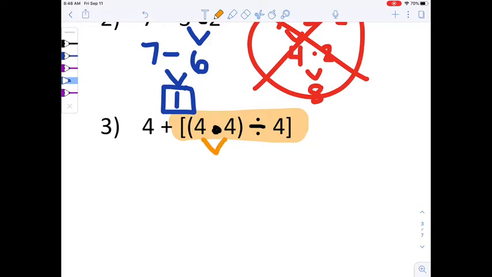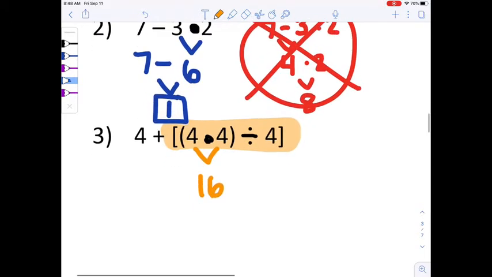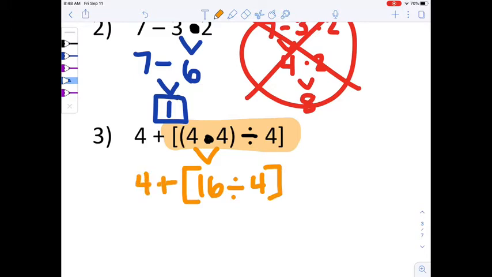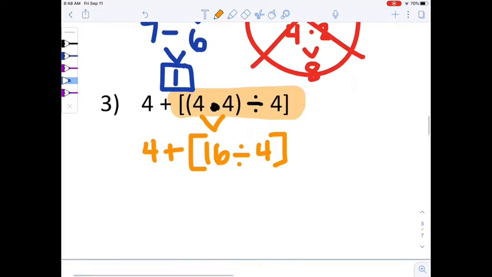So I'm going to start with this 4 times 4. 4 times 4 is 16, and then we still have in brackets 16 divided by 4, and the 4 plus on the outside. And I rewrite that by line because it helps me to keep track of what I still have to do. If you don't write everything in, sometimes it's easy to miss a step, and then your answer is completely off.